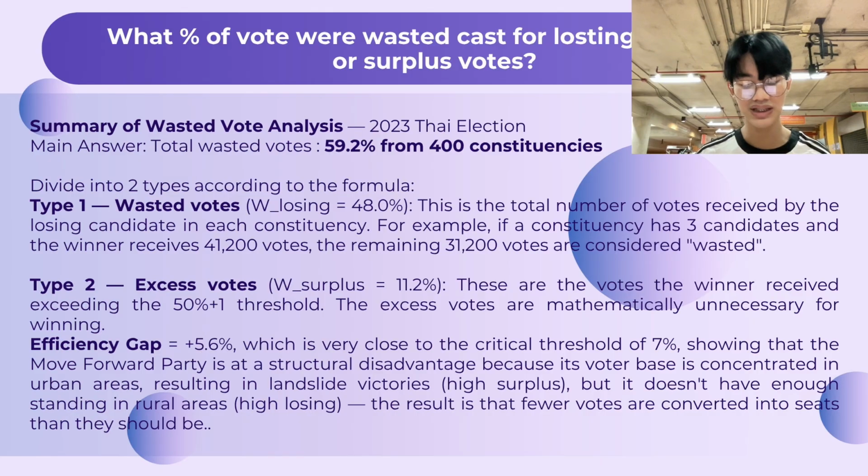The last one is the efficiency gap, equal to 5.6%, which is very close to the critical threshold of 7%, showing that the Move Forward Party is at a structural disadvantage because its voter base is concentrated in urban areas, resulting in landslide victories with high surplus, but it doesn't have enough standing in rural areas, with high losing votes. The result is that fewer votes are converted into seats than they should be.